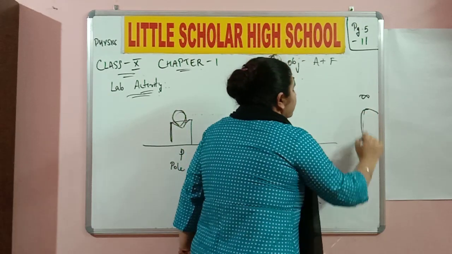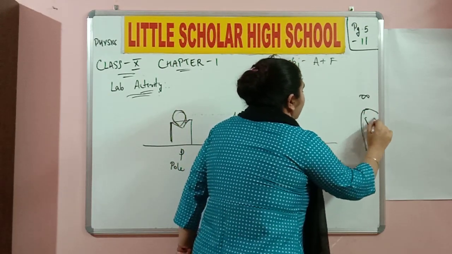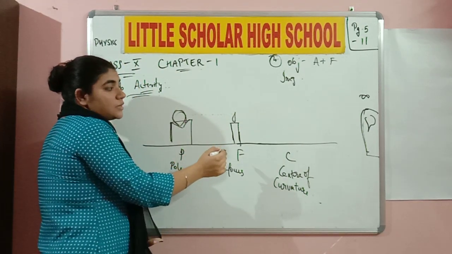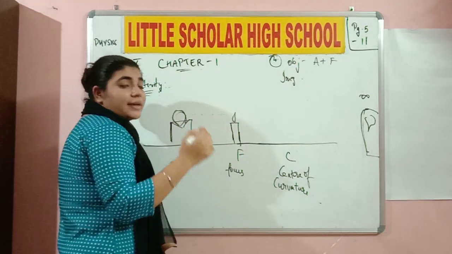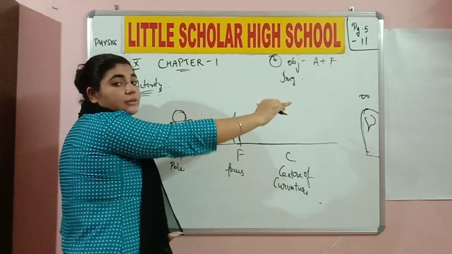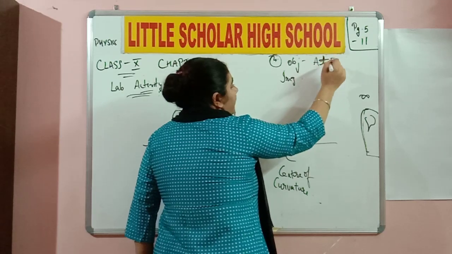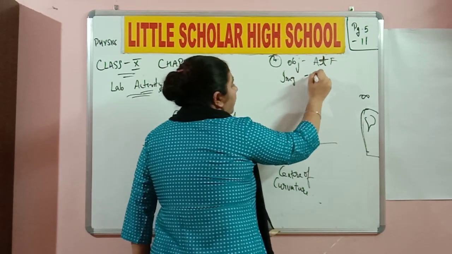So when I place my object at focus, the screen needs to be placed at a very far distance, and we consider that distance to be infinity. This means when the object is placed at focus, the image will be formed at infinity.